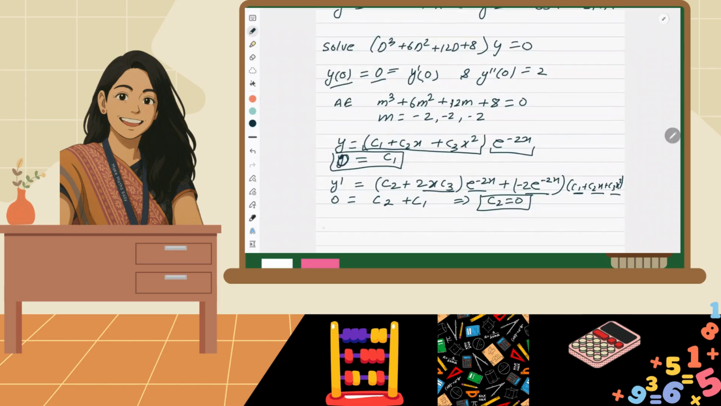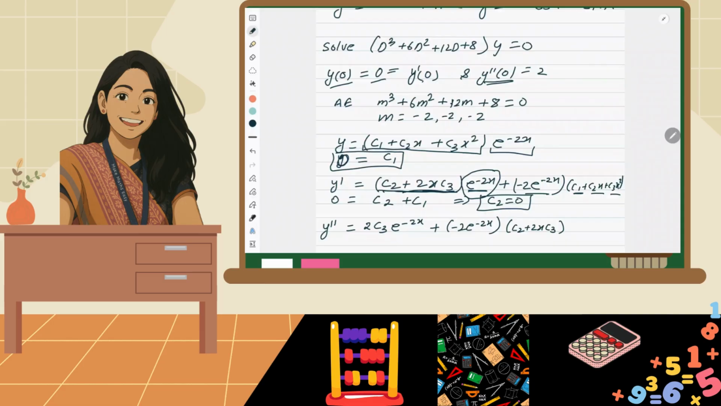Now for c3, again I need to differentiate it, because in the question they have given 2 derivatives and 3 constants, so obviously the second derivative is required. Now again apply the product rule and do it one by one. Now the differentiation of this bracket is what? c2 is 0, right? So this will be 2c3 e to the power minus 2x plus minus 2 e to the power minus 2x times (c2 plus 2x c3). So I have applied the differentiation of this into this plus the differentiation of this into this.